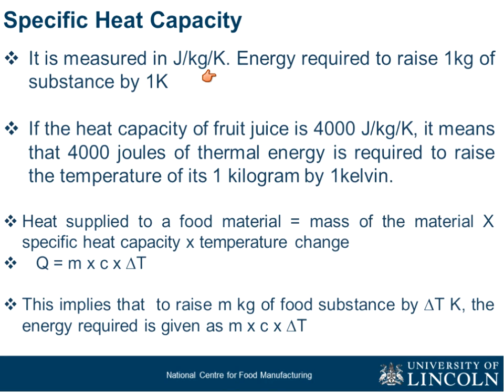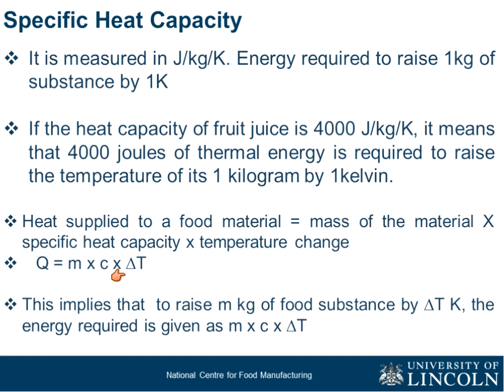For example, if the heat capacity of a fruit juice is 4,000 joule per kilogram per Kelvin, it means that 4,000 joules of thermal energy is required to raise the temperature of 1 kilogram of that fruit juice by 1 Kelvin. That's the meaning. And then we also said that heat supplied to a food material is defined by the mass of the material multiplied by the specific heat capacity of the material multiplied by the temperature change. When there is a temperature change, this is the formula you will use to calculate the heat supply to a material.